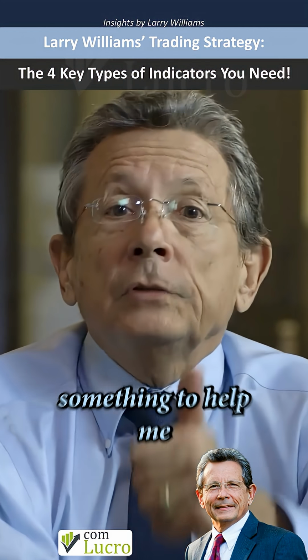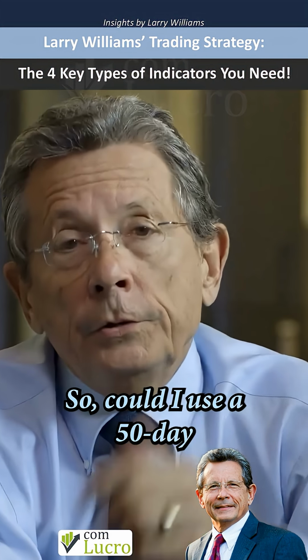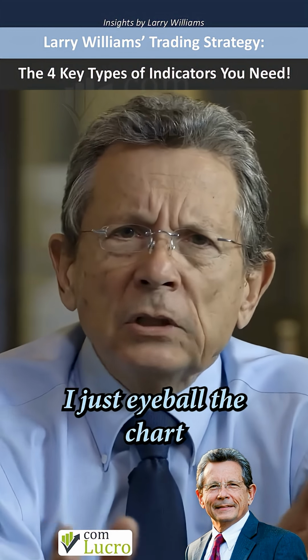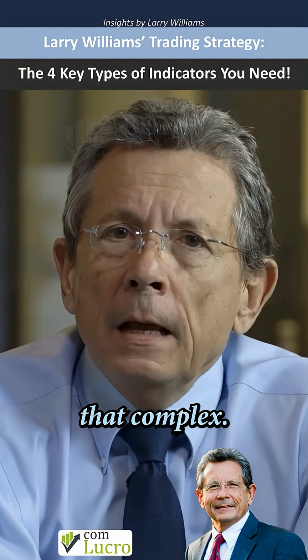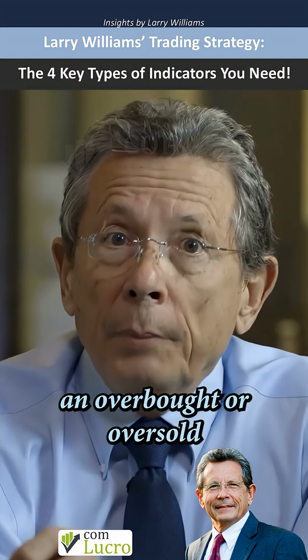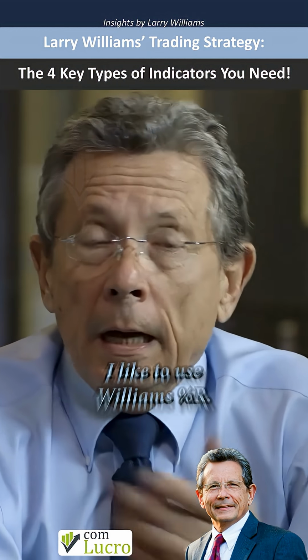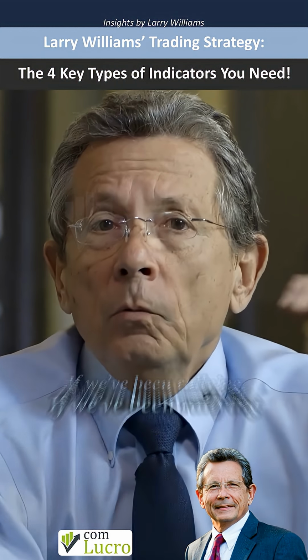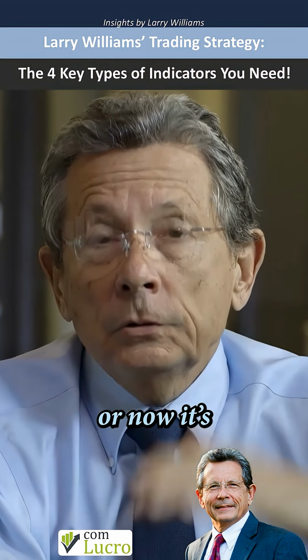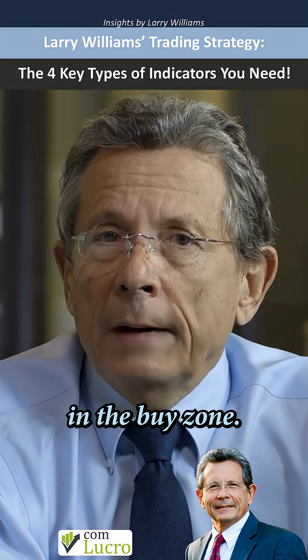First of all, I want to have something that helps me measure trend. So I could use a 50-day moving average, or I just eyeball a chart that we're in an uptrend or we're in a downtrend, not that complex. Then I will have one, what I would call an overbought or oversold index on my chart. I like to use Williams %R. It's a really good indicator to tell you we've been rallying too much, we'll probably pull back, or it's now time to be a buyer because we're in the buy zone.